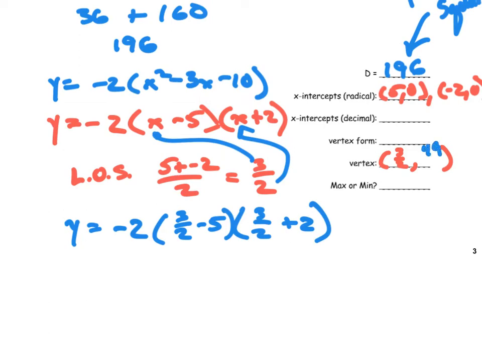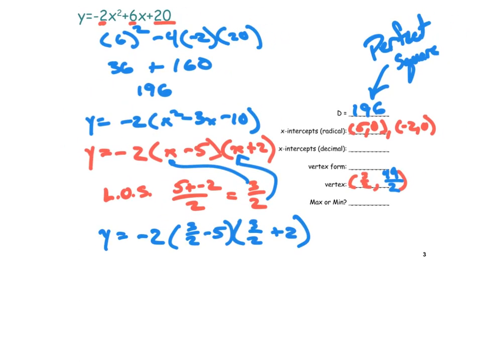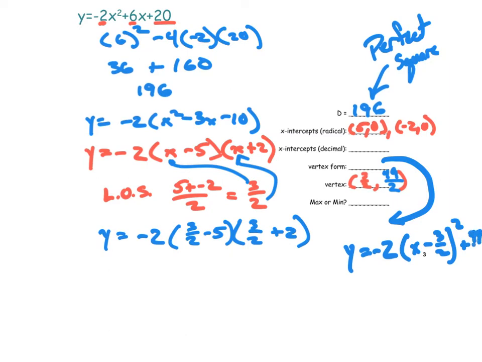49 halves, or 24.5. We can then turn that vertex into vertex form of an equation. I'm actually going to write down here because I got a little bit more space. Y equals negative 2 because of the stretch and the flip, x minus 3 halves squared plus 49 halves is my vertex form. And that vertex, because of the negative 2, is a maximum value.